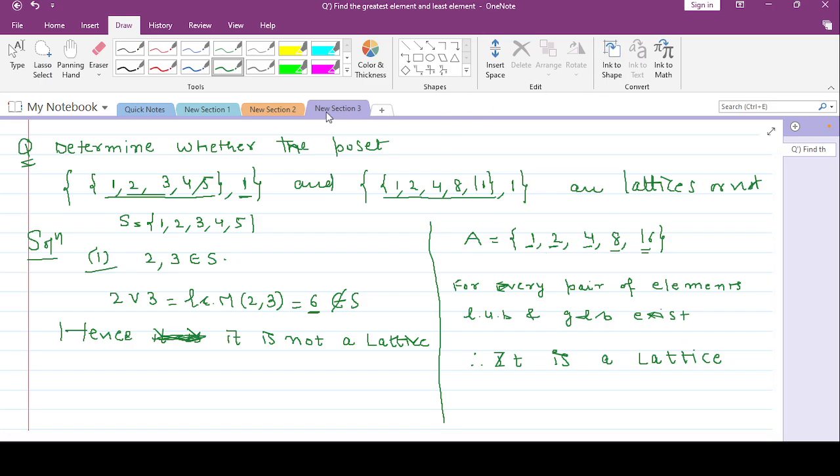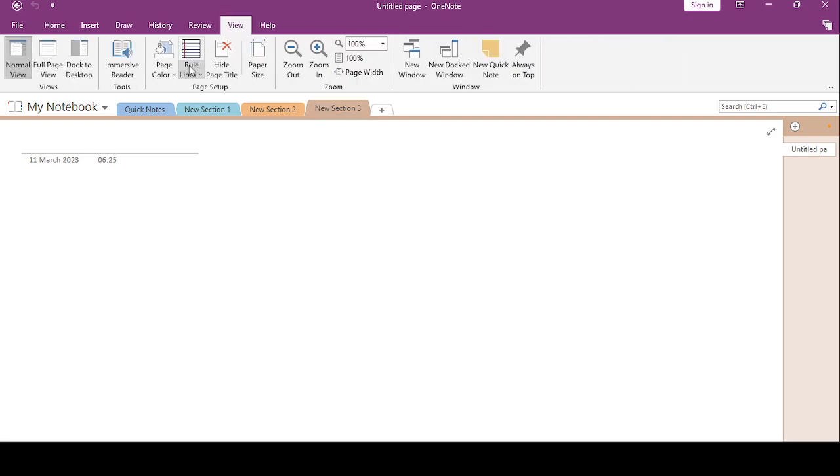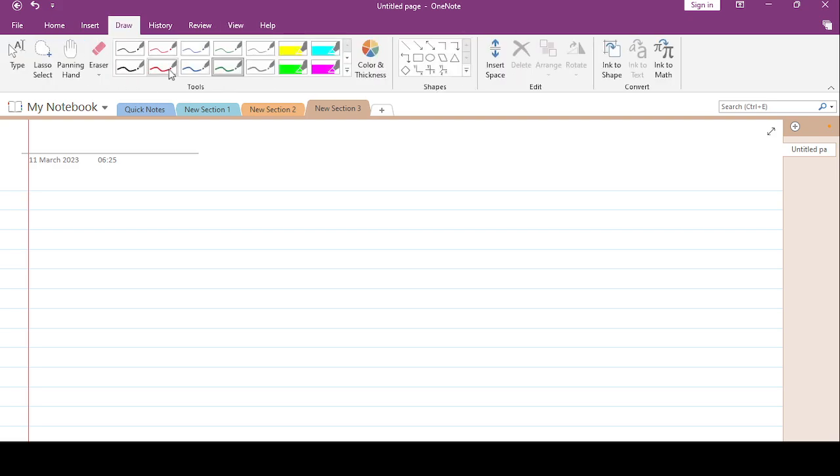Now next we want to talk about sub-lattice. A sub-lattice is similar to a lattice, but here if a subset of your given lattice becomes a lattice, then we say that it is a sub-lattice. So the definition is this: sub-lattice.